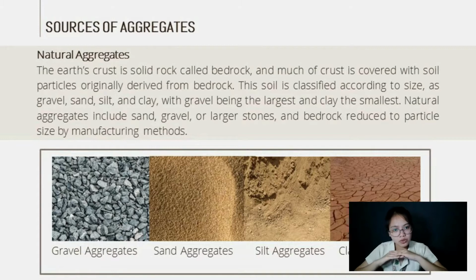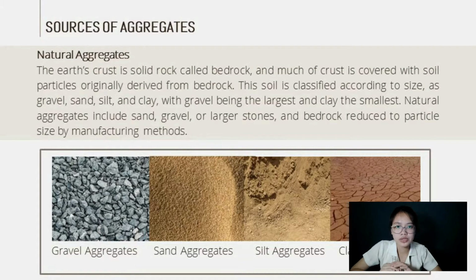It is the outermost part of the bedrock, which through time has been scraped off or removed, and it became soil particles. And soil particles contain the aggregates. So technically, aggregates originally came from bedrock. It only came in different forms, such as gravel aggregates, sand aggregates, silt, or clay aggregates.